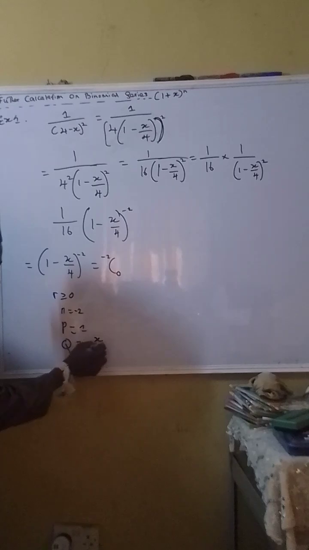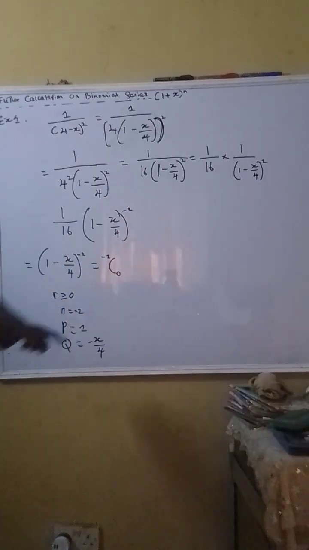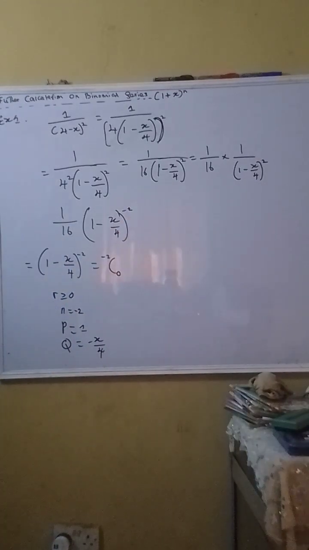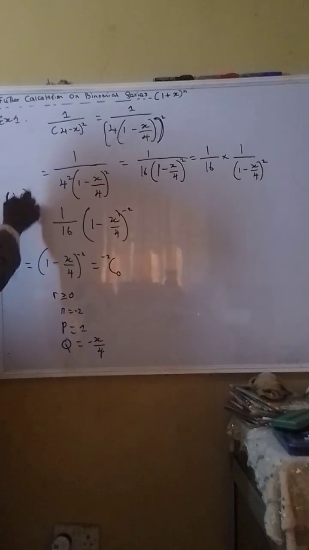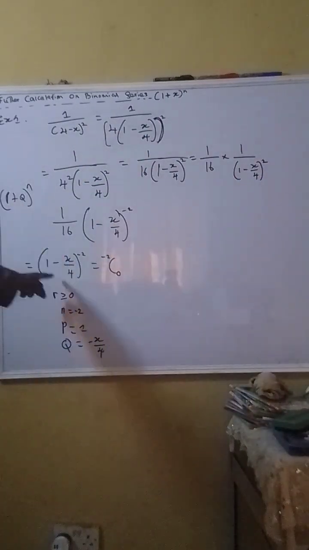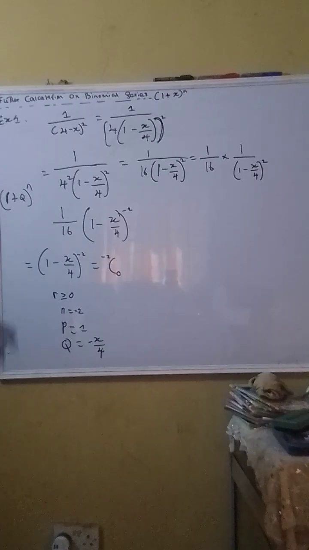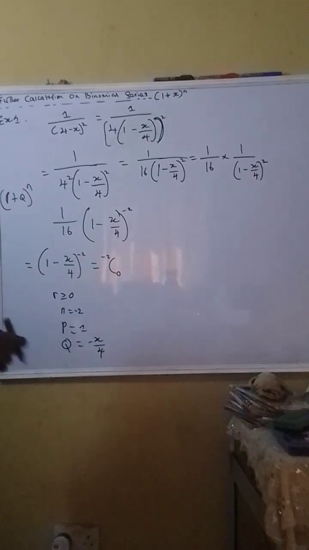Negative x over 4. Please don't forget that, it's very, very important. So from this point now, for the equation to look like p plus q, don't forget, raised to power n. Hope you are getting what I'm saying. Literally, it's just like we're saying 1 plus q raised to power n. But just to make things clear, are you with me? So from there now, you have this.